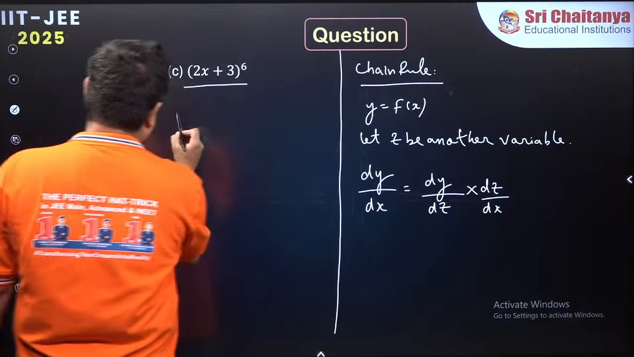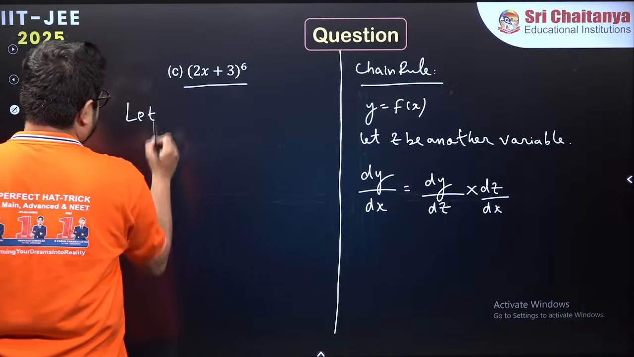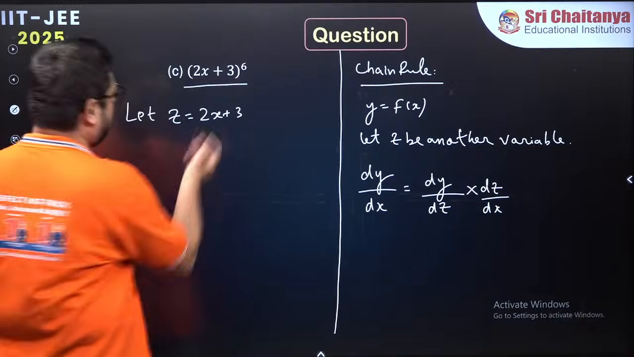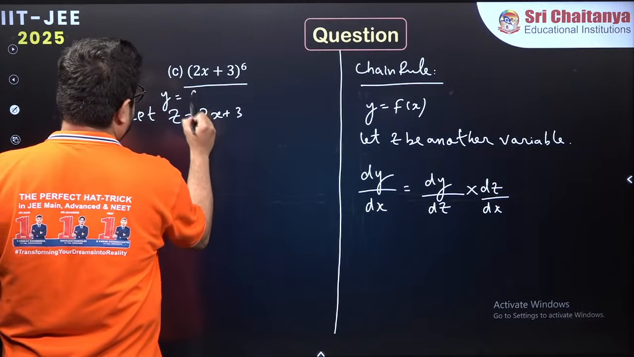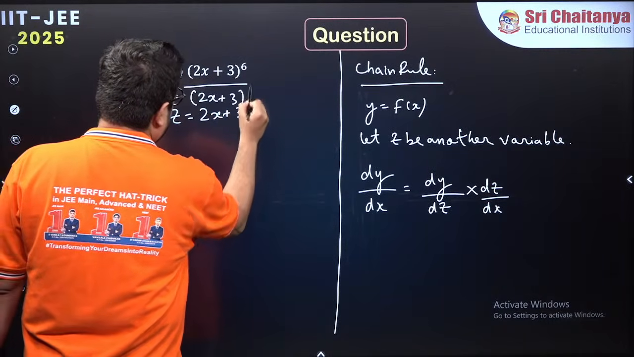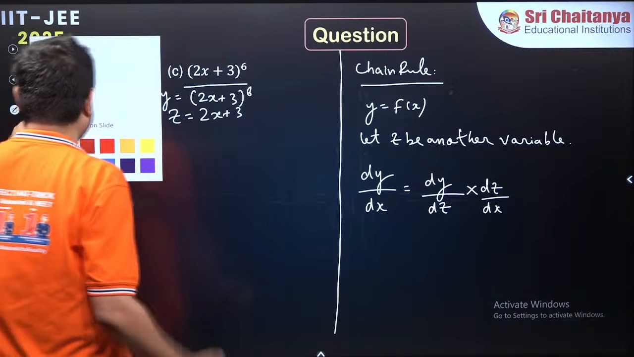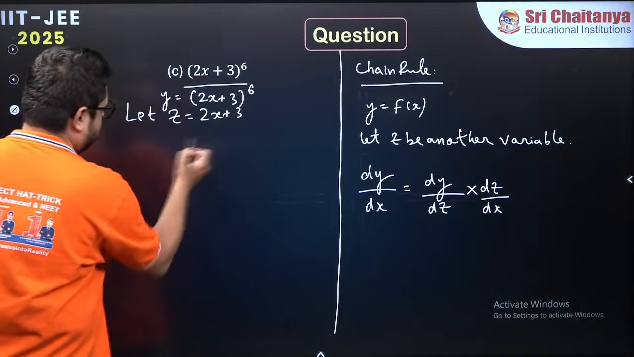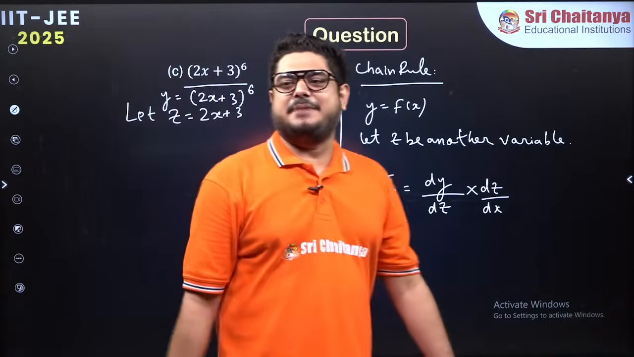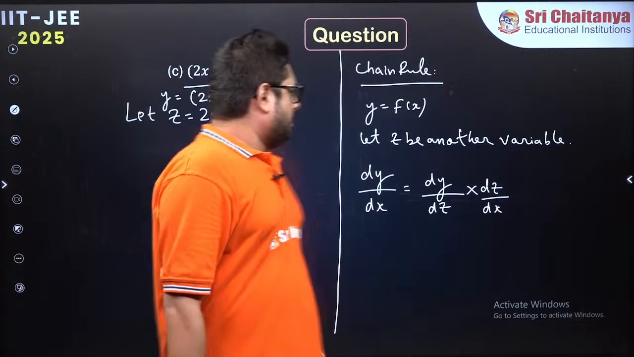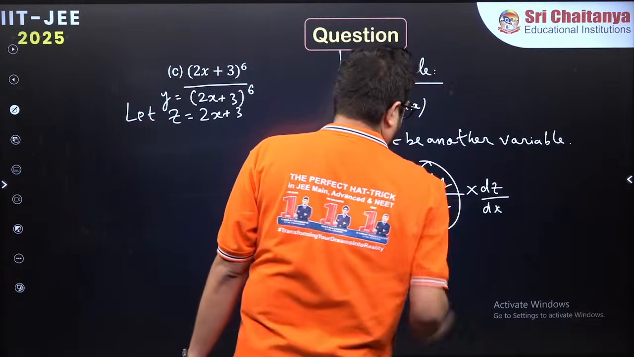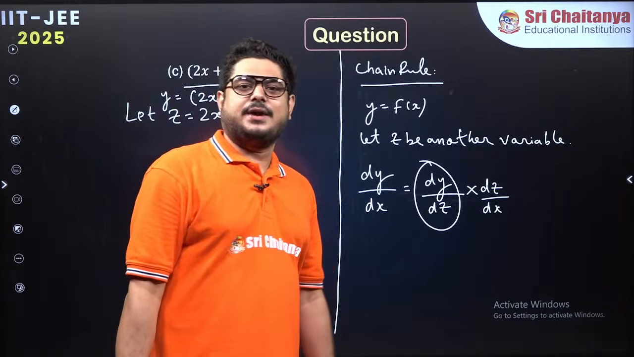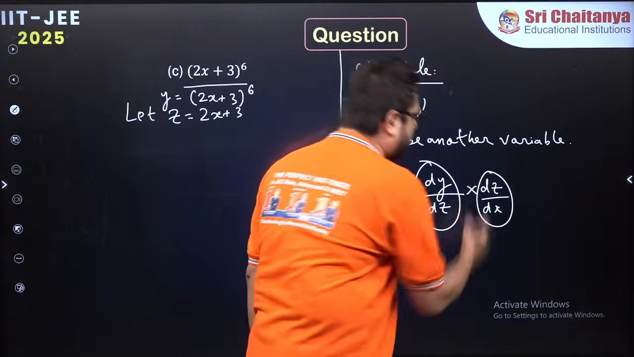So let's say in this question I will say that let z is equal to 2x plus 3. And what we are having? y is already being written as (2x plus 3) whole to the power of 6. Isn't it? This has already been given over here. So now I have defined z as 2x plus 3. So now let's try to find out these two terms. First of all, we will try to find out dy by dz, and subsequently we are going to be finding out this dz by dx.